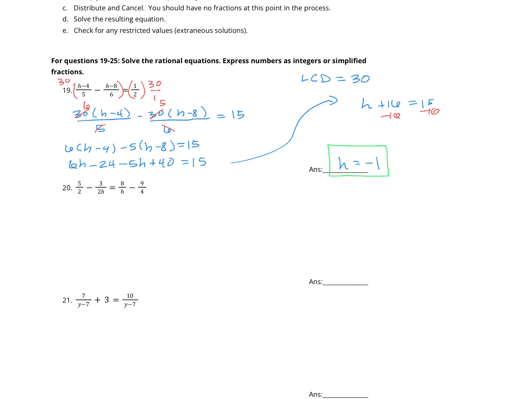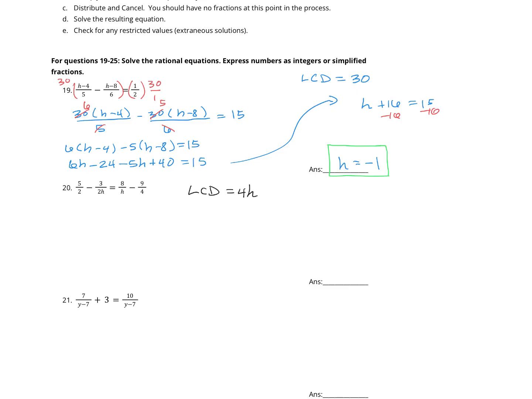Here you will notice that my LCD is going to be more complicated. The first fraction requires a 2. The second one requires a 2 and an h. So 2h will take care of the first two. The third one needs an h, so it is covered, but the last one needs a 4. So we need to take 4h to multiply by. So for this problem, my LCD is 4 times h.